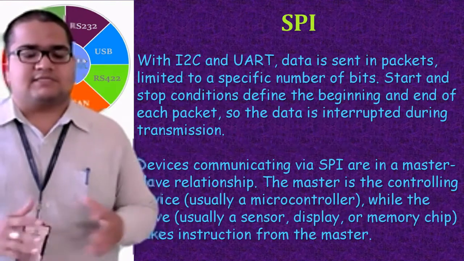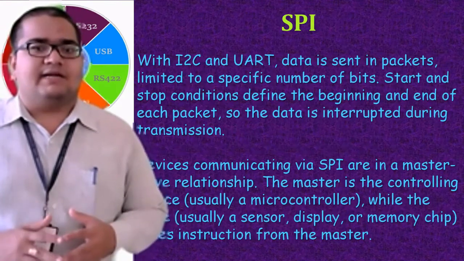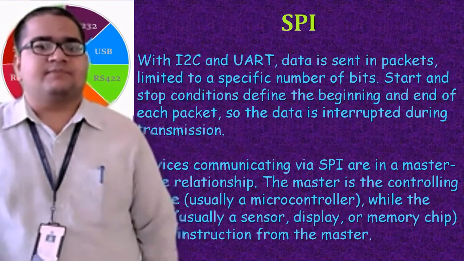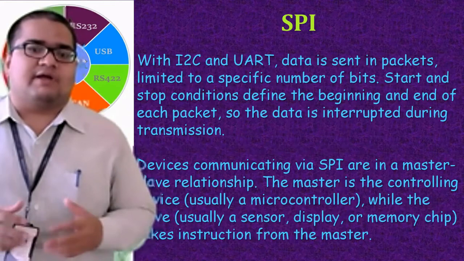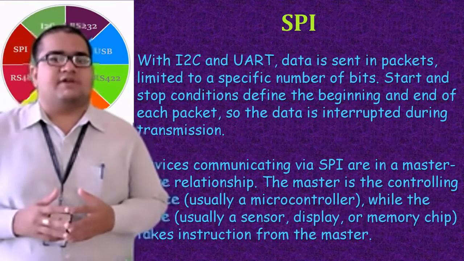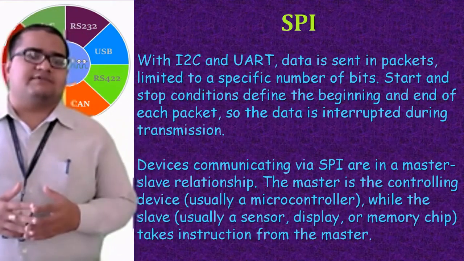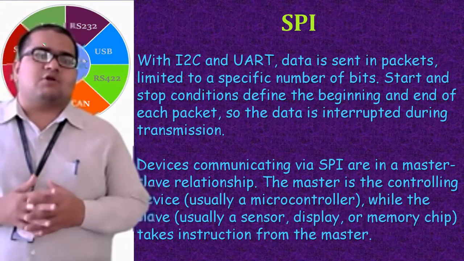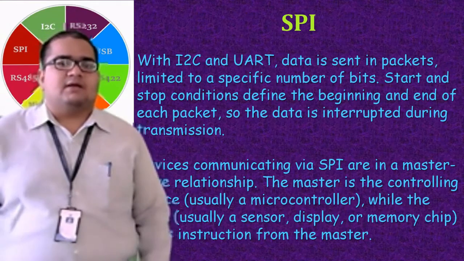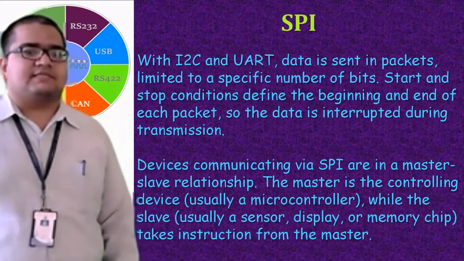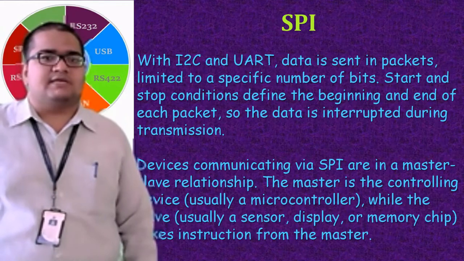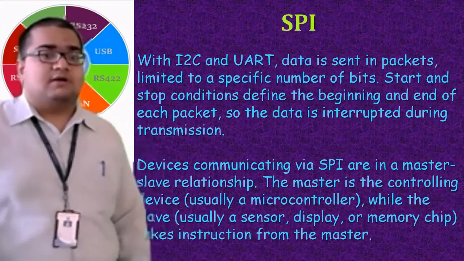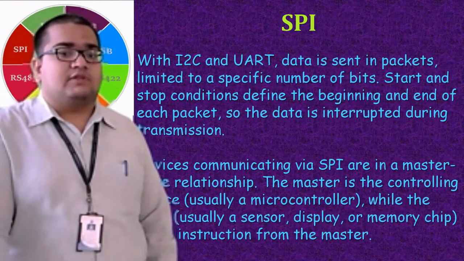But here in SPI, such things can be avoided by having a dedicated full duplex communication from one side to the other side. Devices communicate via SPI using a master-slave relationship. The master is controlling the device always, whether it is in I2C or in SPI. Master always controls the whole communication. Slaves will generally be a sensor and some other peripheral devices, where the master will be the microcontroller hardware most of the time, which controls all the communication here.